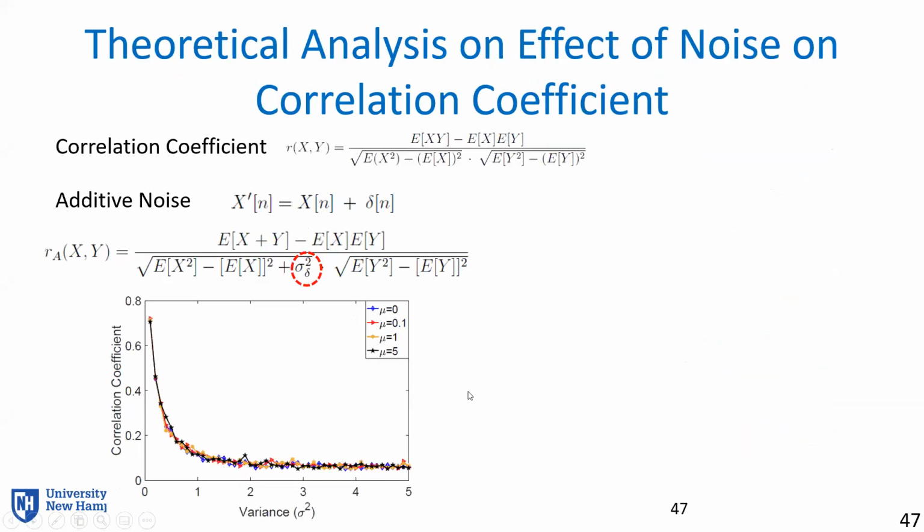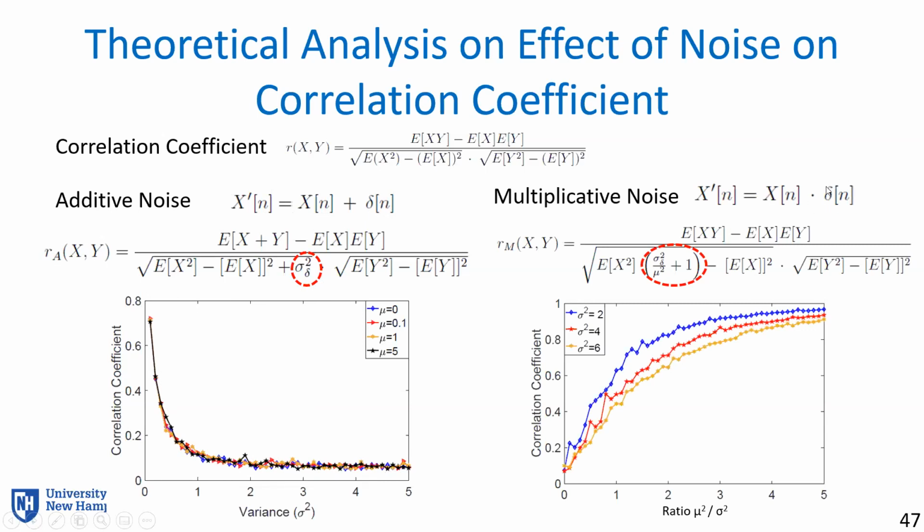Based on our theoretical analysis, we try to find out how the 3D noise contributes to the correlation. We first assume that the 3D noise is additive noise. By deriving the additive noise impact on the correlation coefficient, we notice that the correlation coefficient is inversely proportional to the variance. This plot indicates that the correlation will reduce if we increase the variations. If the noise from 3D is multiplicative noise, then the correlation coefficient will be proportional to these terms. That means if the ratio of mu squared divided by the variance increases, then the correlation will increase.